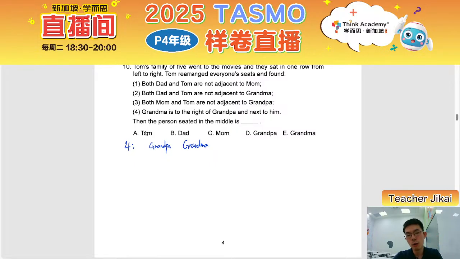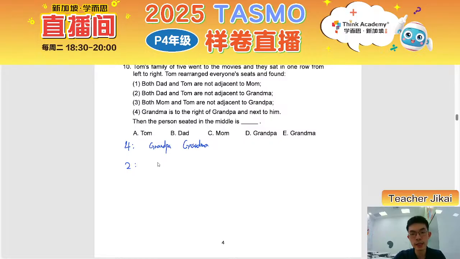After we know, we can go back, right? So Grandma, we have Grandpa at the side of it. So how about the other side? Who should be on the right of Grandma? Right. So let's go to the Grandma part. Right. So we go to the second criterion. Both Dad and Tom are not adjacent to Grandma.